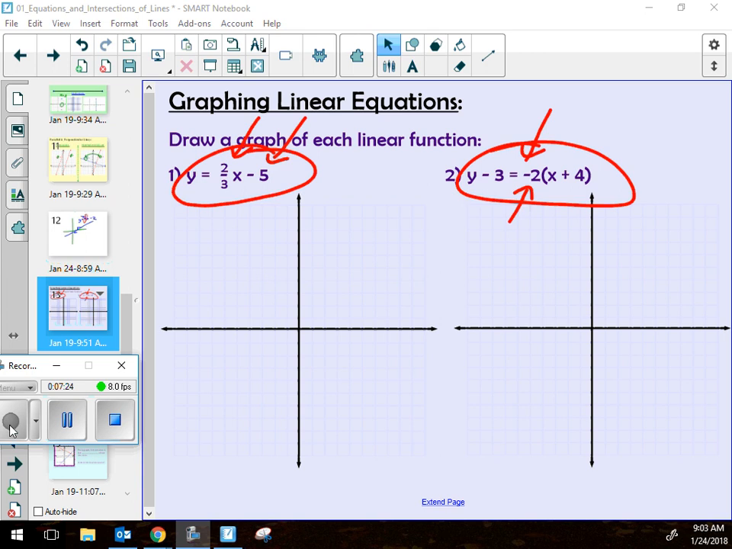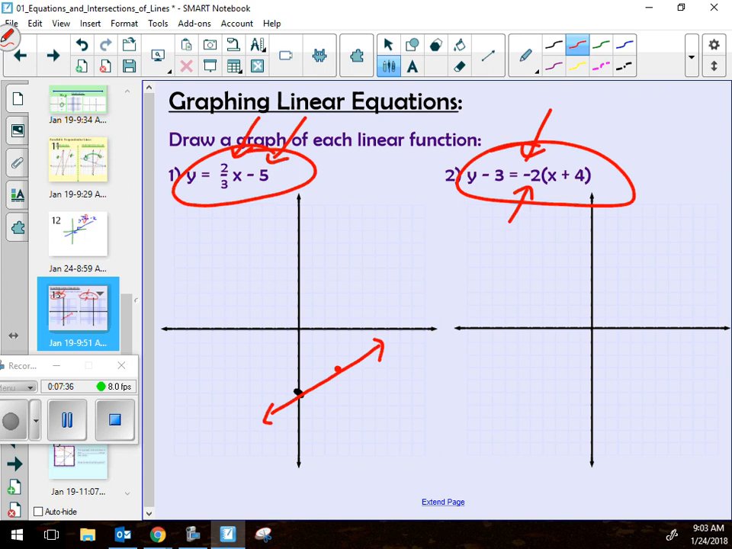Perfect. All right, so I asked a kid in class, she said I went down 5 to start with. 1, 2, 3, 4, 5. That's the dot right there. And she said I rose 2 and then went over 3, and there you go. Raise your hand if you were graphing that in the right spot. Okay, good. The other one's different.